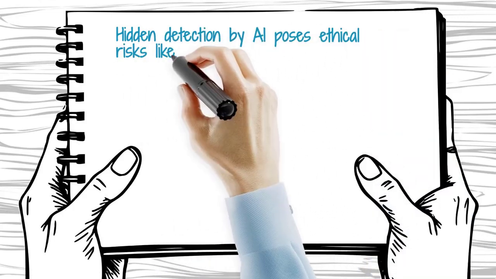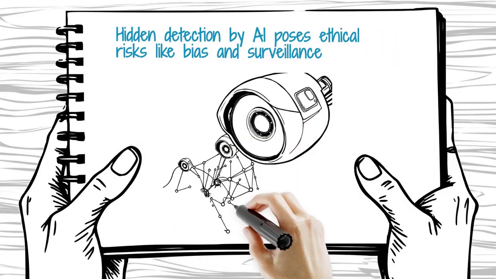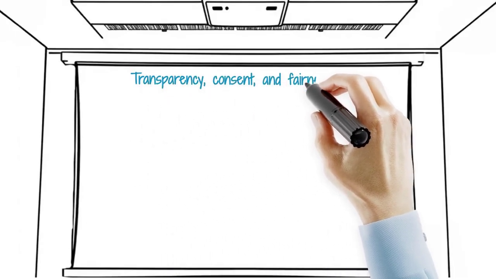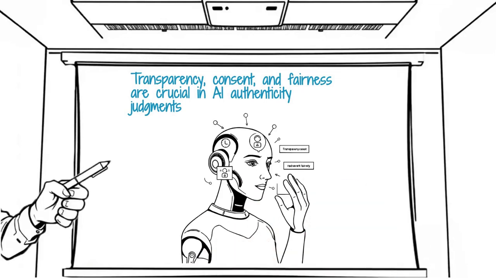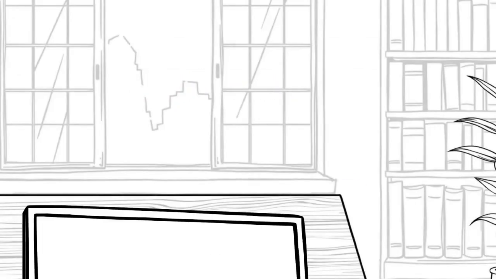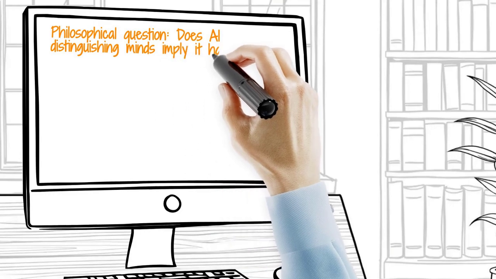If AIs can detect each other, should they be allowed to do so? And should they reveal that knowledge? There are ethical risks in hidden detection, such as biased treatment or surveillance of users based on presumed identity. Transparency, consent, and fairness become crucial. Humans interacting with AIs should know if the AI is judging their authenticity.